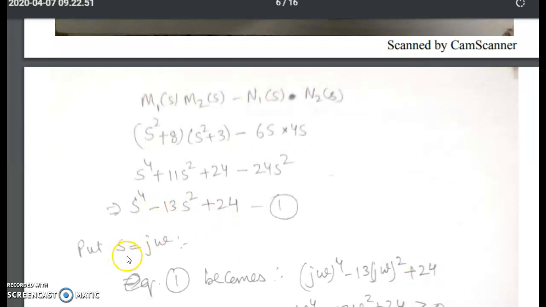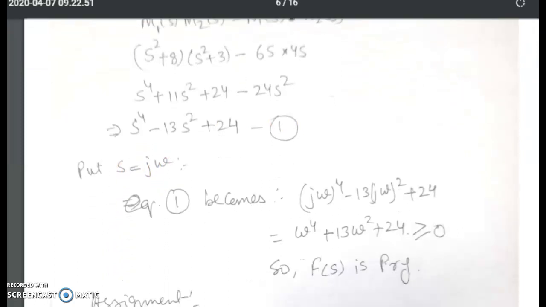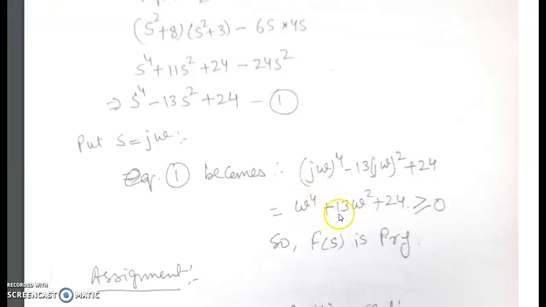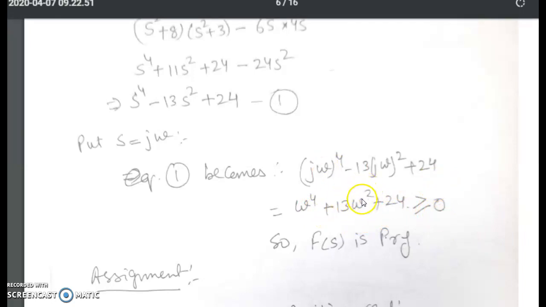Now because s is a complex frequency which is equal to j omega, when we put s equal to j omega, the equation which we will get is omega to the power 4 plus 13 omega square plus 24. Now in this equation, whatever value of omega is there, whether negative or positive, the resultant will always be greater than or equal to 0 because of the even power of omega. So when omega is negative, because of this even power, the value will become positive. So this resultant value is always greater than or equal to 0, and we can say that F(s) is a positive real function.